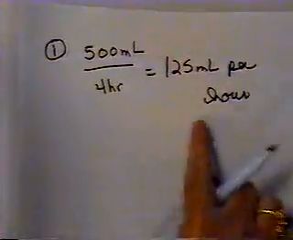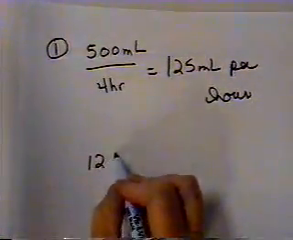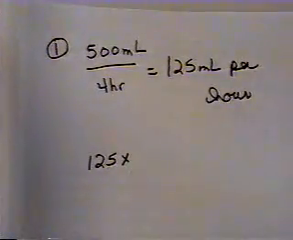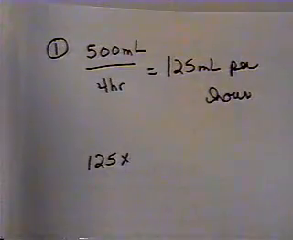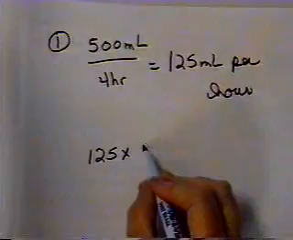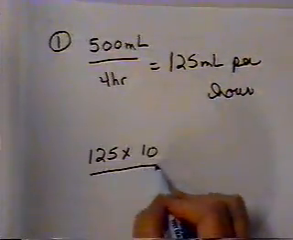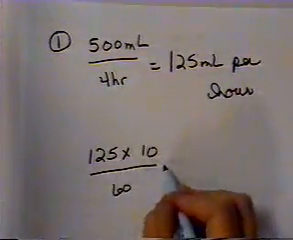Then the second part of the problem is to take that answer that you got right there, and you multiply it times the standard drop factor. Sometimes they will label it SDF. If not, you have to know the standard drop factor is always what's labeled drops per milliliter. So you multiply it times the drop factor, and we divide by 60.